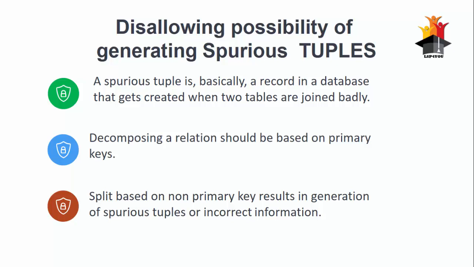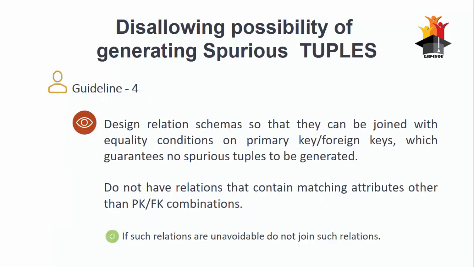So for avoiding redundancy, we are decomposing our base relation into small relations on the basis of primary key. Sometimes we may need to rejoin the decomposed relations. While rejoining, if the decomposition was not proper, we may not get the original tuples of the base relation back. Instead of the original tuples, sometimes we may get some spurious tuples also. If we do the decomposition not based on primary key, or based on non-primary keys, it results in generation of spurious tuples or incorrect information. Let us see guideline 4.